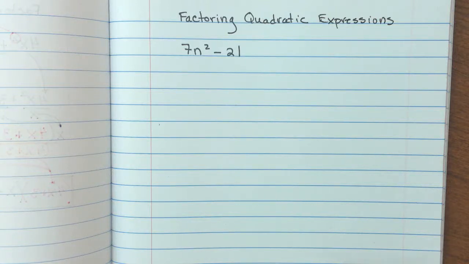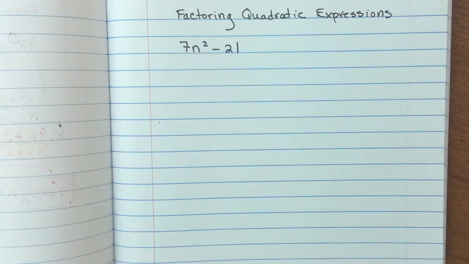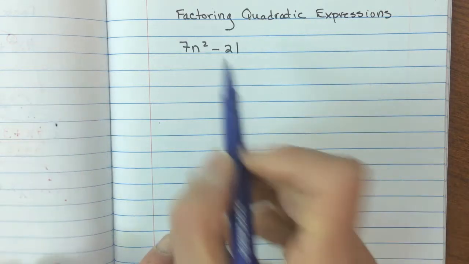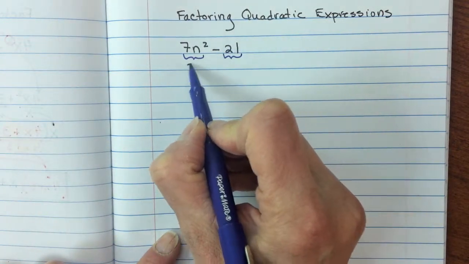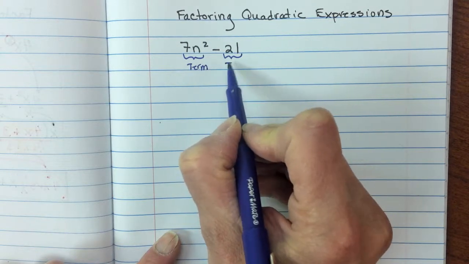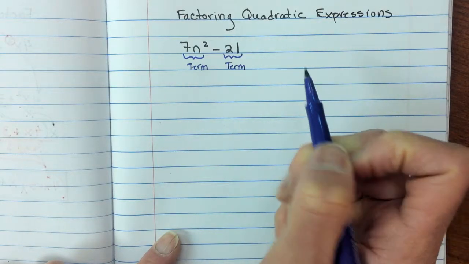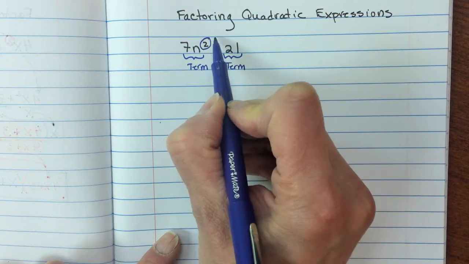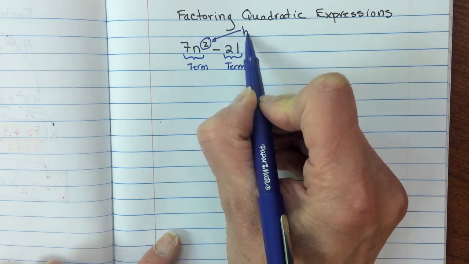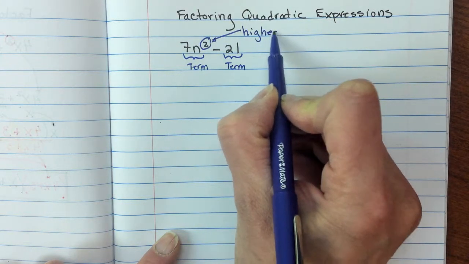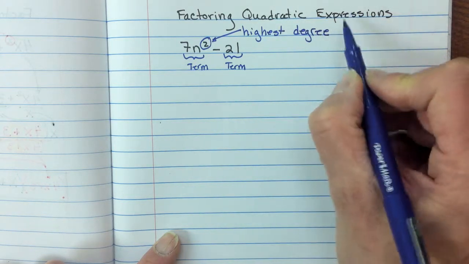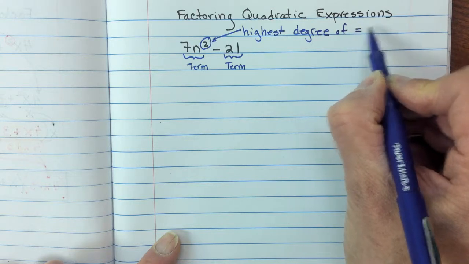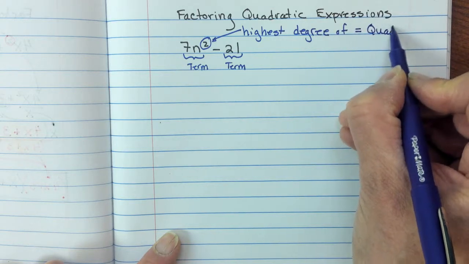We're going to look at some different kinds of quadratic expressions. You need to realize that even though this only has two terms, here's a term and here's a term, this is still a quadratic because our highest degree is 2. If we have a highest degree of 2, that means we have a quadratic.